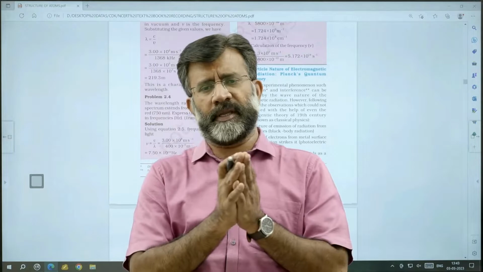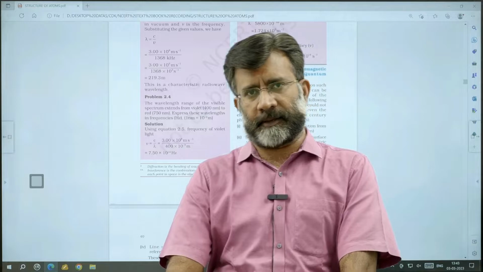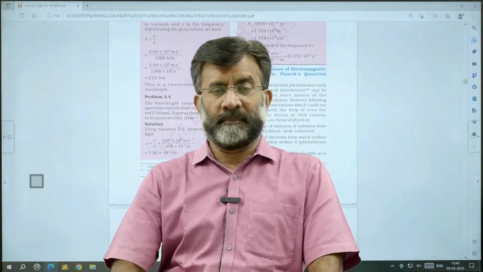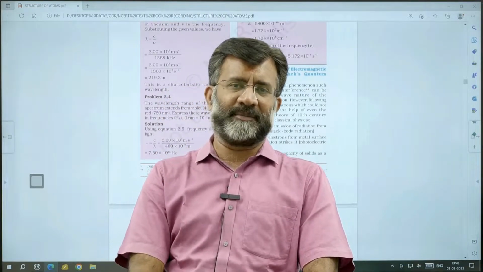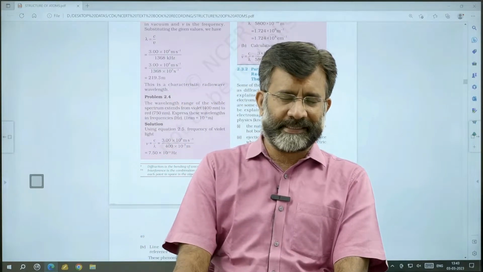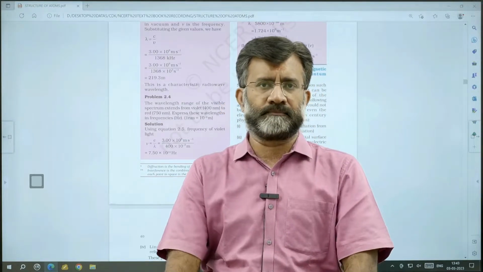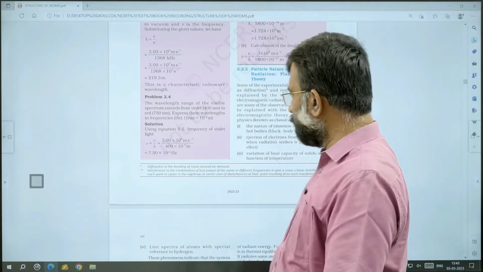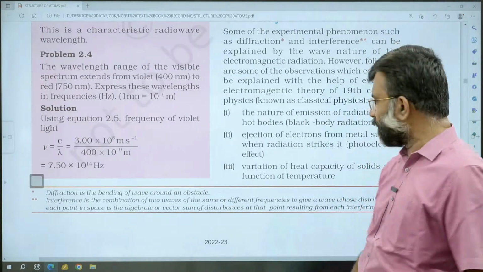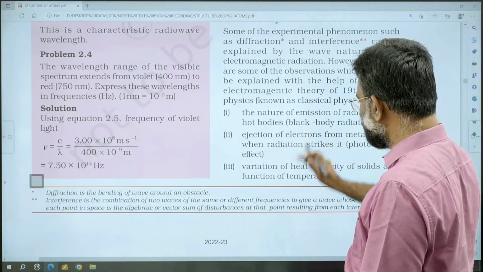Many topics and many observations were unable to be explained effectively by classical theory, Maxwell's classical theory. And then came quantum theory. Black body radiation was unable to be explained by classical theory. The photoelectric effect was unable to be explained by classical theory. All these phenomena were explained by quantum theory. What are the phenomena? Black body radiation, hot body radiation, photoelectric effect. This we are going to discuss in detail.